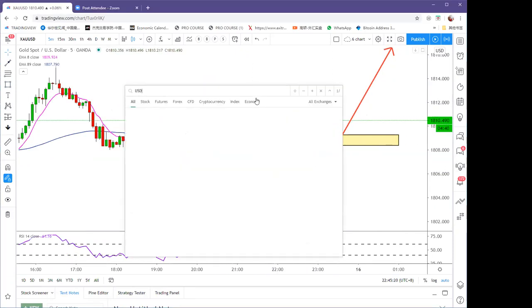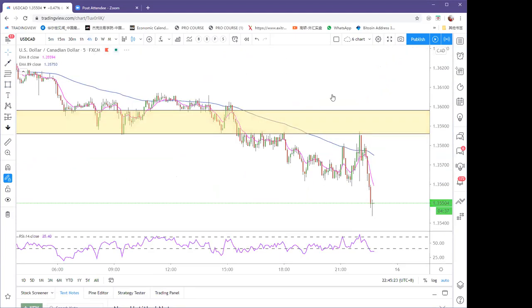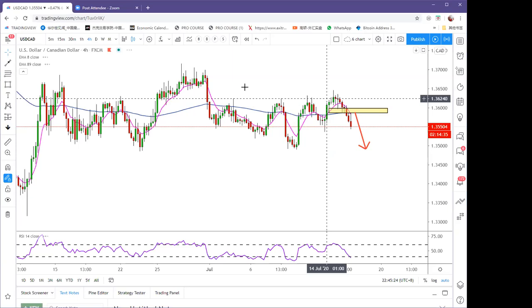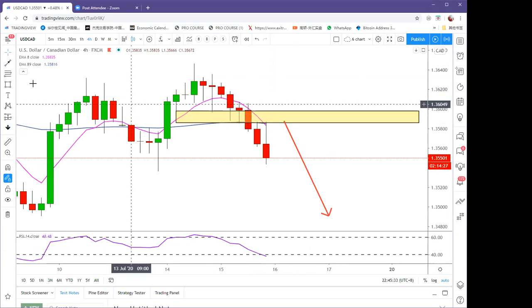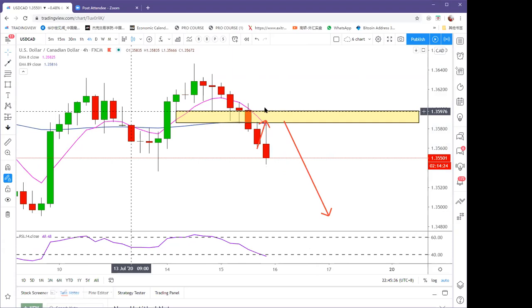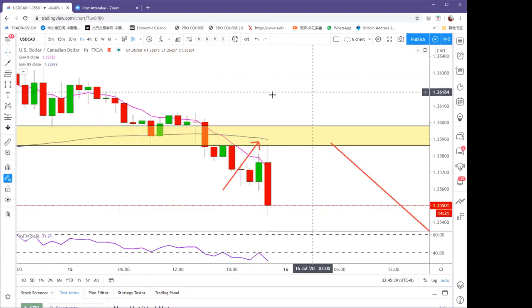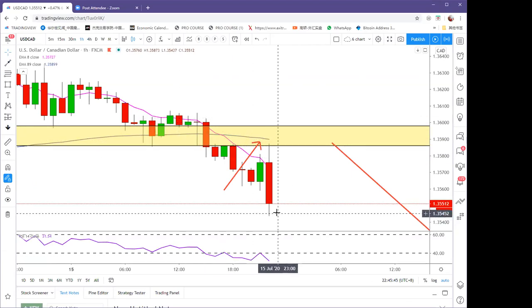Okay, let's go for dollar Canadian. Dollar Canadian is a sell. Today we have the Canadian dollar's interest rate decision, and I think it's just good news for the Canadian dollar. So the Canadian dollar just pulled back to the structure, and here we go. Just 1 hour ago, I mentioned in my webinar in China that we can sell from 1.3585 at this structure, and it came down about 30 pips.